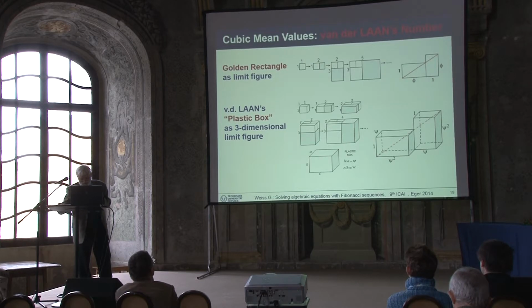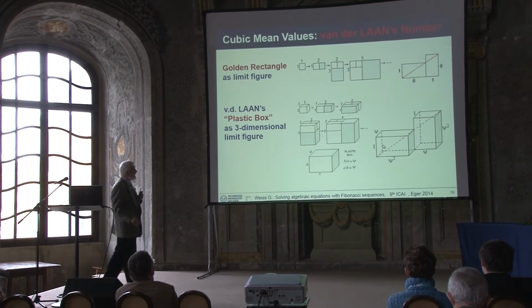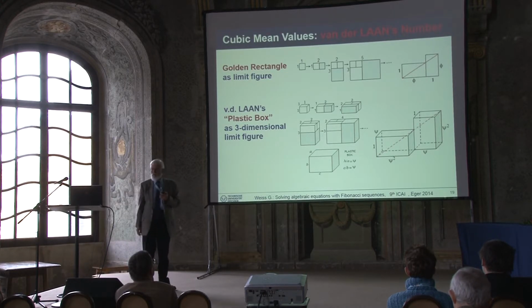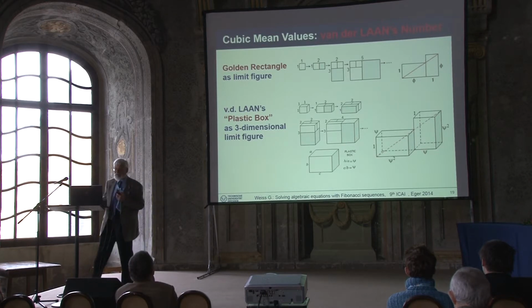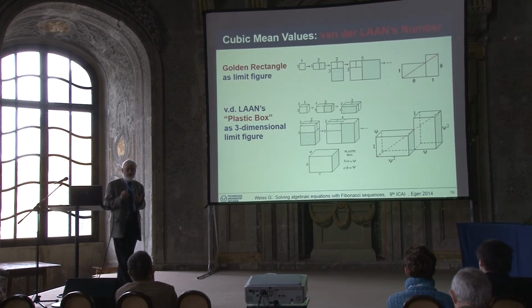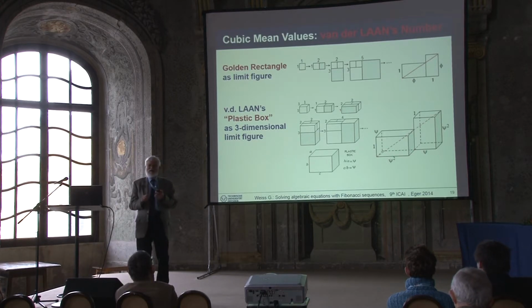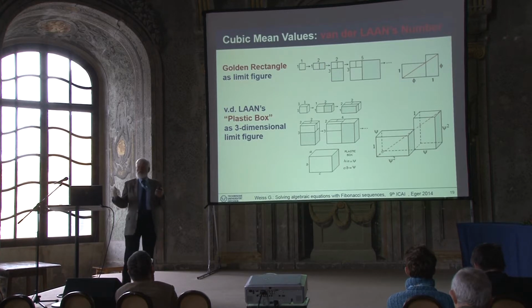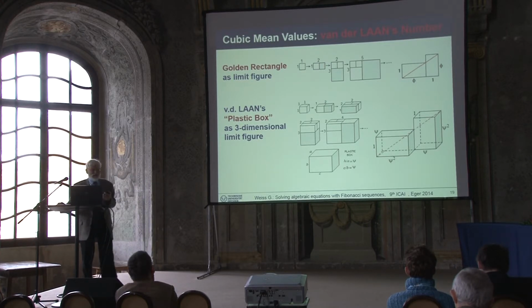So if you have the ladder problem, you would have difficulties to move this ladder along this wall. In space, you can do the same and get a van der Laan box or plastic box, because the number is called the plastic number. You get the plastic box. And plastic doesn't mean the material plastic. It means plastic, to form three-dimensional objects, like in art, where we also call a figure a plastic.